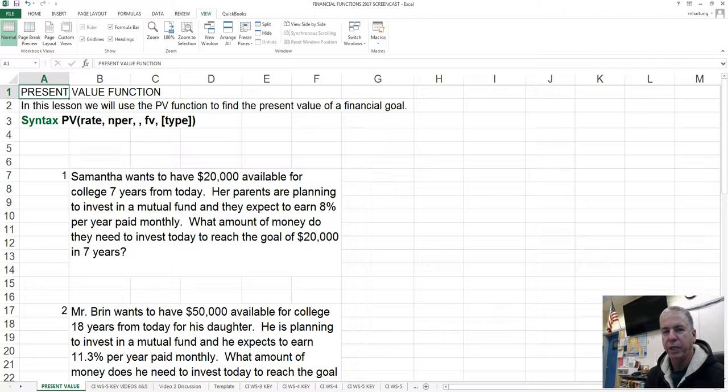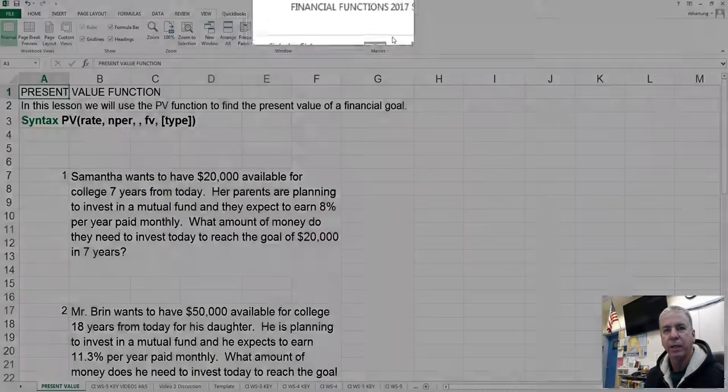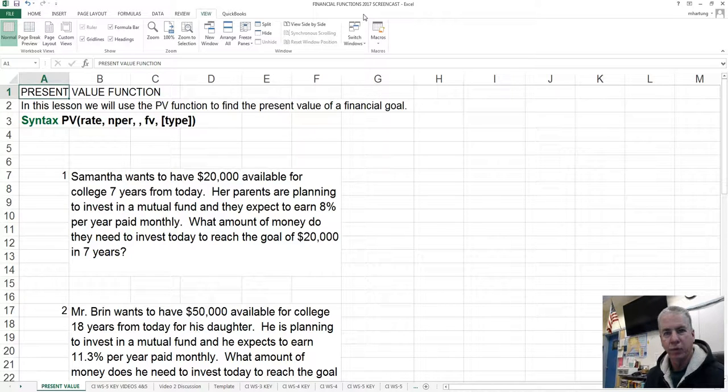So to begin with, go ahead and go on over to Student Drive B and find a new workbook. The name of that workbook is Financial Functions 2017. There'll be a workbook over there with your name. Go ahead and get that and open it up. If you want, save it to your Dropbox, although you are welcome to keep it saved at my location. Then come on back and we will get started.